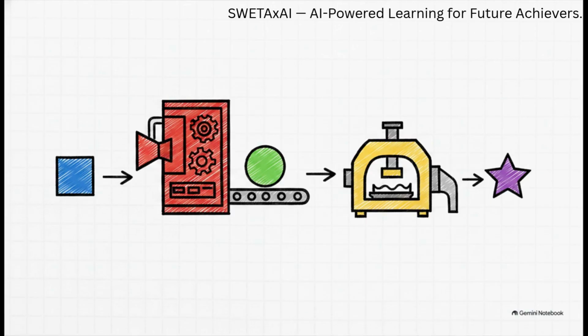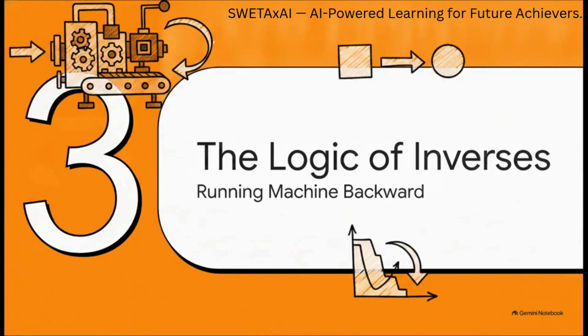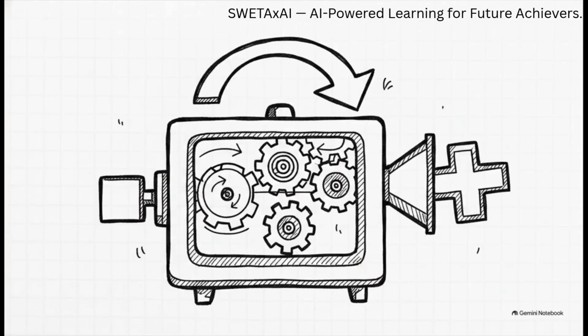You're essentially nesting the processes together. Which brings us to Section 3, the logic of inverses: running the machine backward. So the crucial point here is, how do we untangle all these gears? If a function moves us systematically from an input to an output, an inverse function is the ultimate undo button. It runs the entire machine in reverse. Consider the logic behind it.